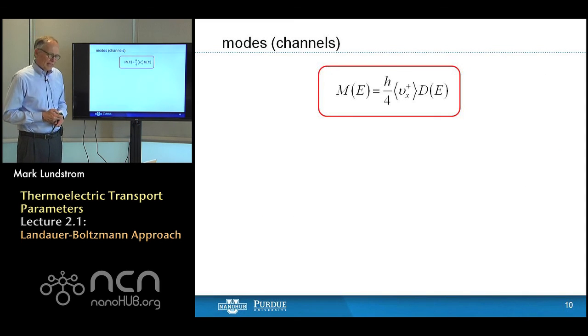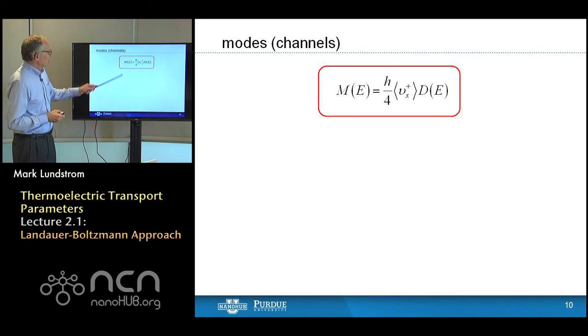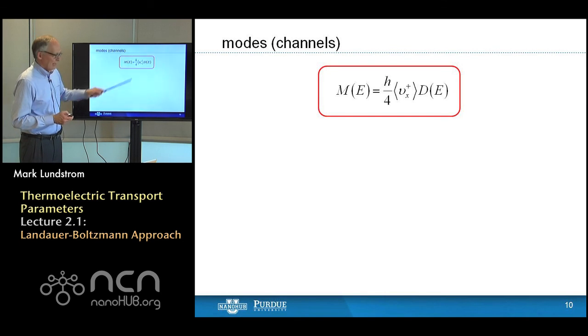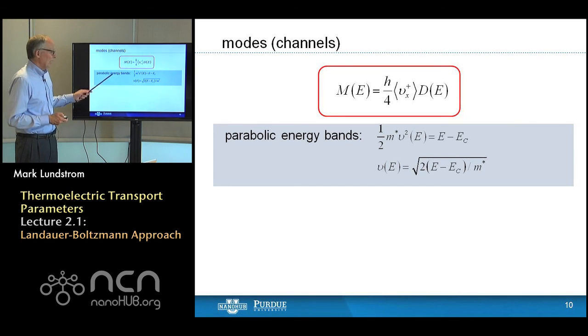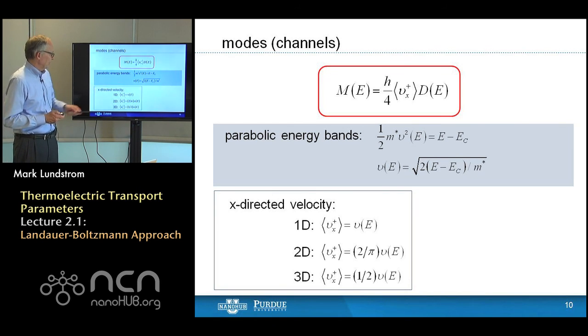Okay. Now, we can think of it another way. We can show mathematically that the number of channels is proportional to the density of states. The more states we have, the more channels, but we have to have a velocity. The electrons have to move in those states. So the number of channels is proportional to the average velocity in the direction that the current is flowing times the number of states at that energy. Okay. Now, if we have parabolic energy bands, then things are relatively easy. The velocity, 1/2 mv squared, is just the kinetic energy, E minus bottom of the conduction band. So we can simply relate the velocity to the energy.